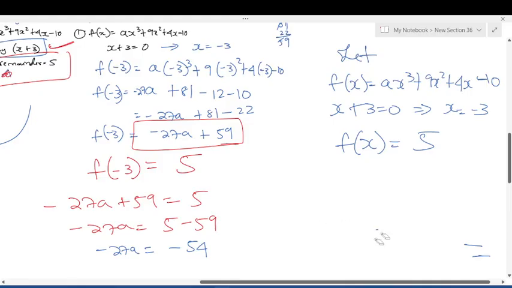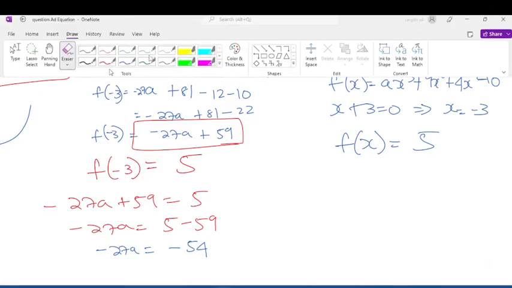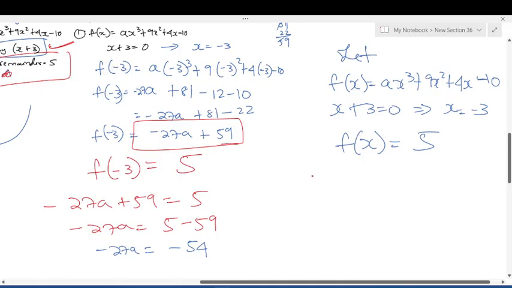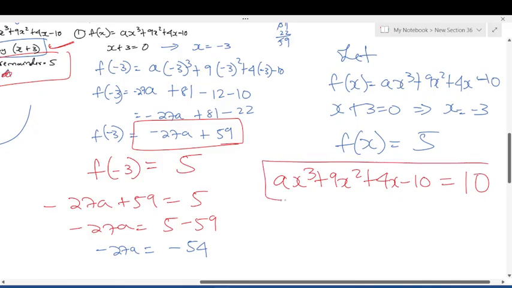Okay. Write it like this and start solving. F of x, copy the equation, ax cube plus 9x square plus 4x minus 10 is equals to 5. This is a simple linear equation. Substitute the value of x and find the answer. X is equals to minus 3, a is equals to 5.